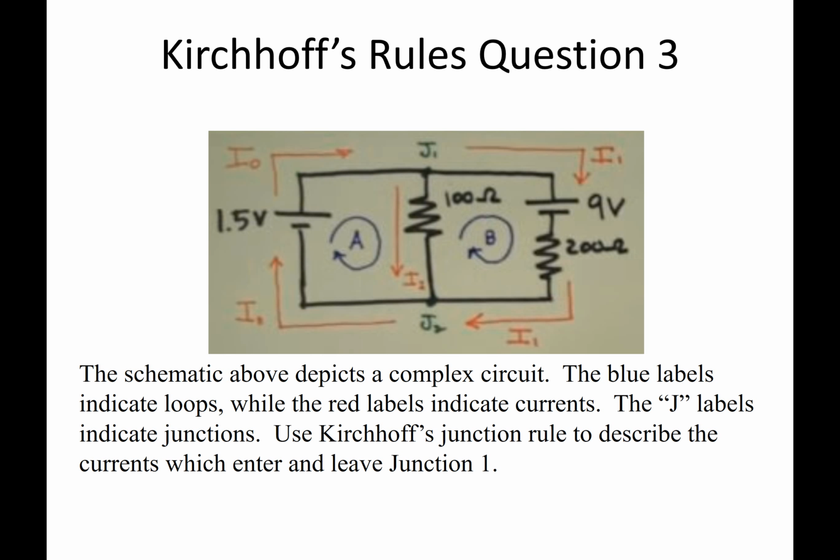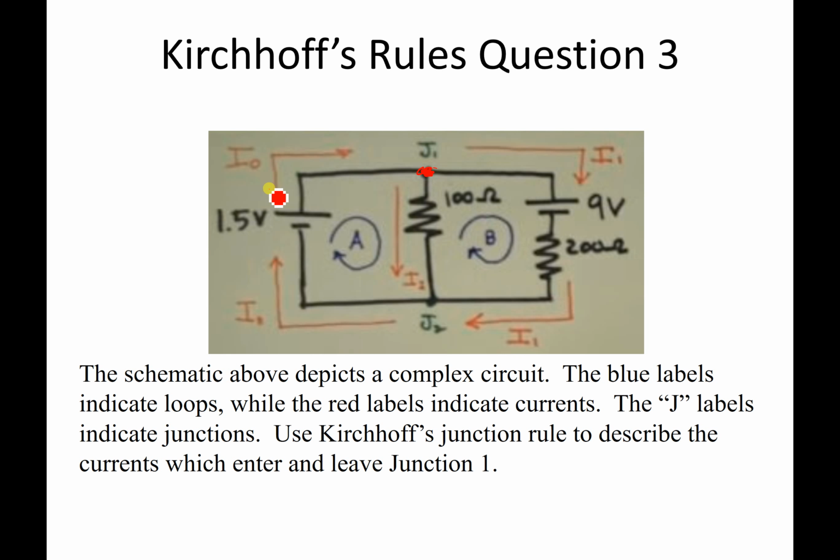All right, now we're working with the same multi-loop circuit. We're asked to use Kirchhoff's junction rule to describe the currents which enter and leave junction number 1. Well, here's junction number 1. And remember, the junction rule simply says that the currents that enter a junction must be equal to the sum of the currents that exit the junction.